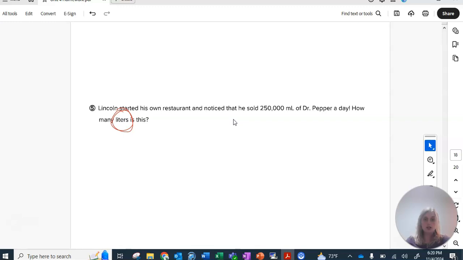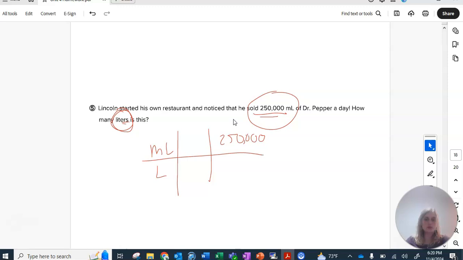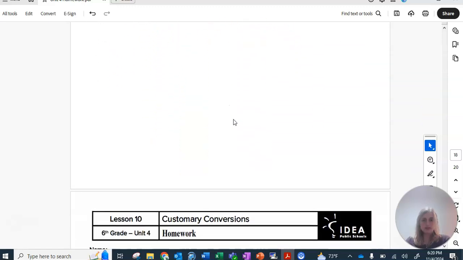But you're changing milliliters to liters. This is not a comparison problem. Milliliters to liters. Look up your ratio in your reference chart. Then use this number as your second number, not your first one. The first one is the ratio you look up, and tell me how many liters that is. And I believe that is it for tonight's homework.